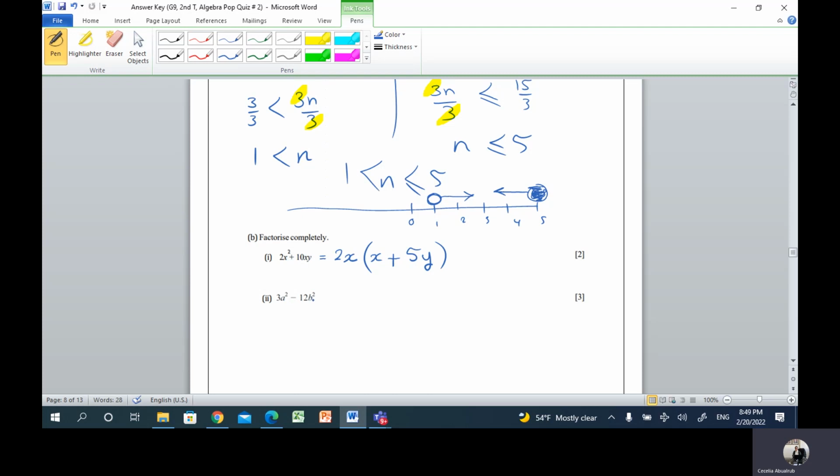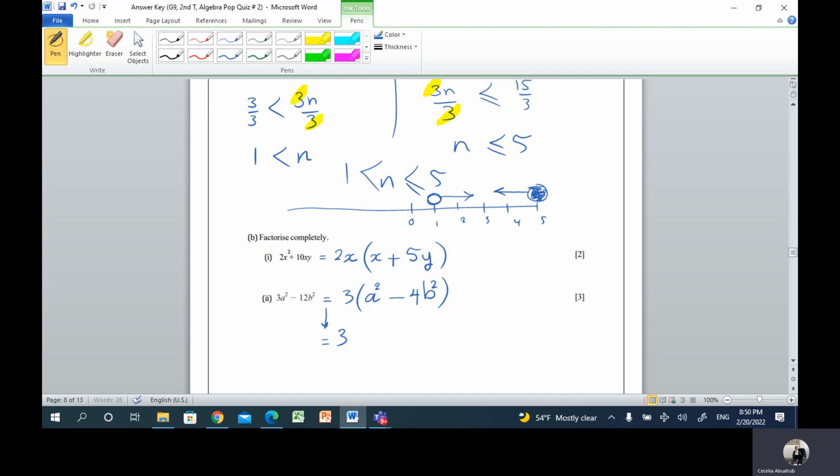3a squared minus 12b squared, we're going to get out the common factor, so it will be 3. Open a bracket, and it will be here a squared because 3 times a squared will give us back 3a squared, minus 4b squared because 3 times 4b squared will give us back the 12b squared.